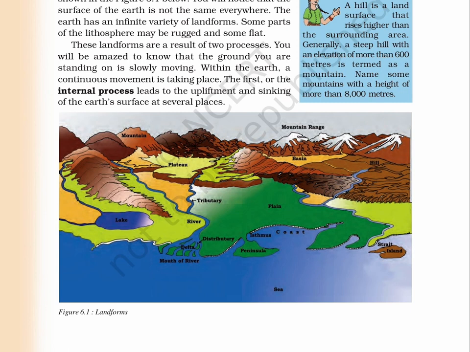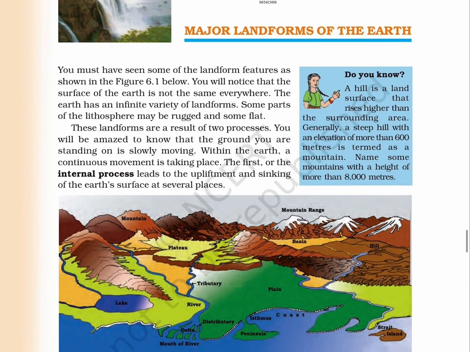Do you know, a hill is a land surface that rises higher than the surrounding area. Generally, a steep hill with an elevation of more than 600 meters is termed as a mountain. Name some mountains with a height of more than 8,000 meters.